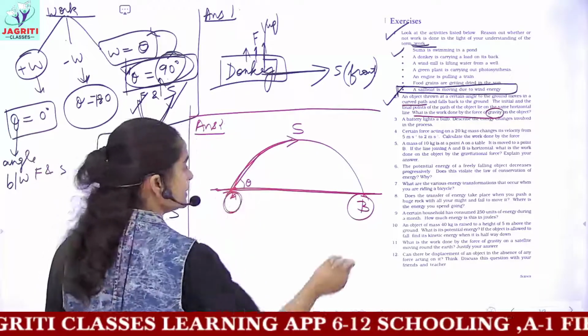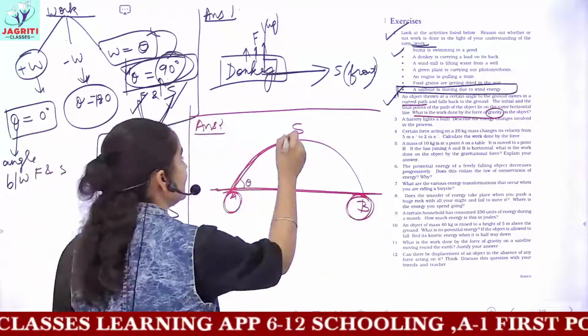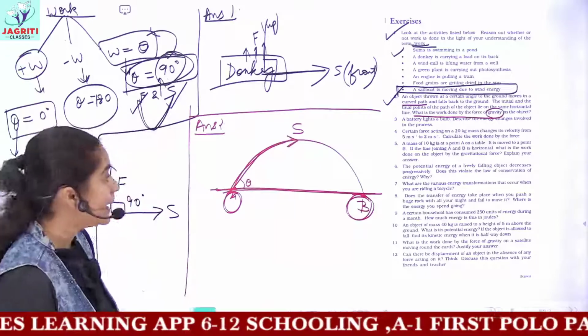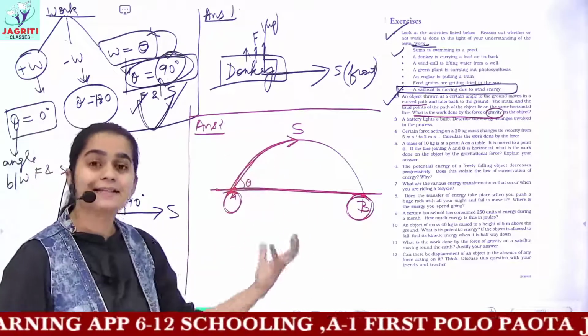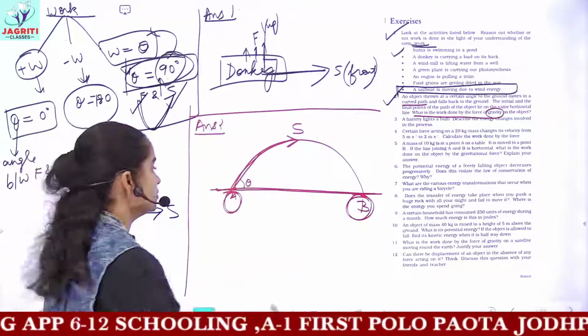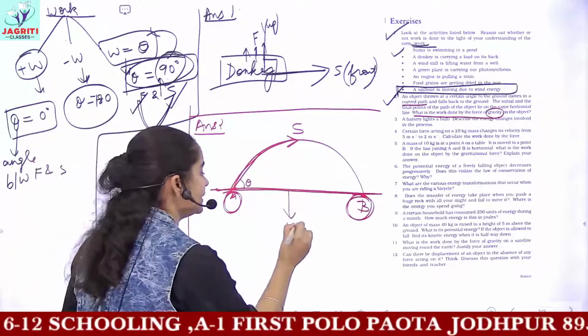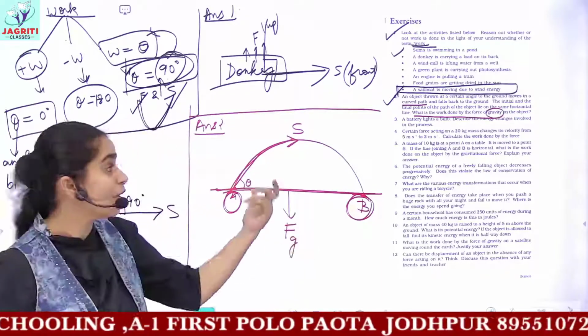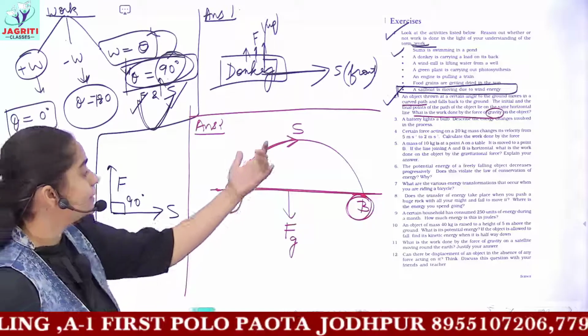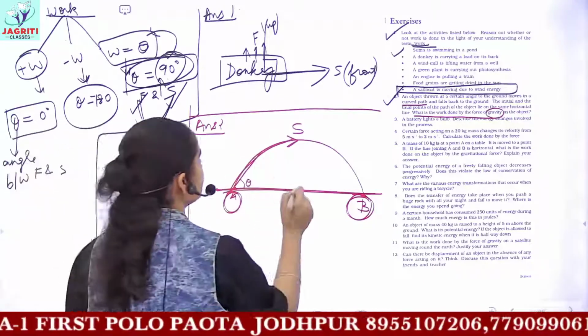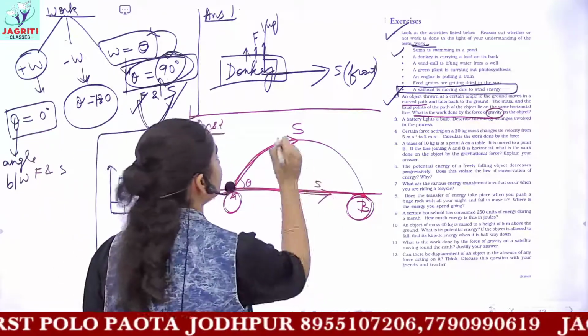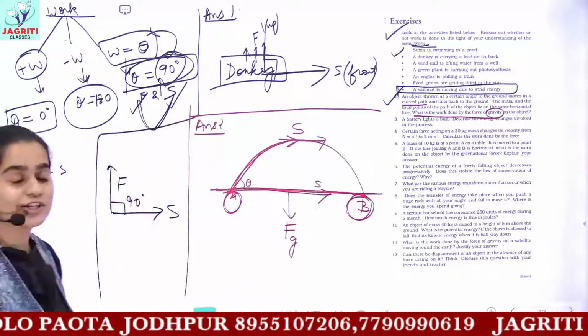Initial position is this, final position is this, direction of displacement is this. And gravity attracts every object towards the earth. So you can say the force applied by gravity, Fg, is downwards, whereas the displacement has a horizontal direction. This is the direction of displacement.